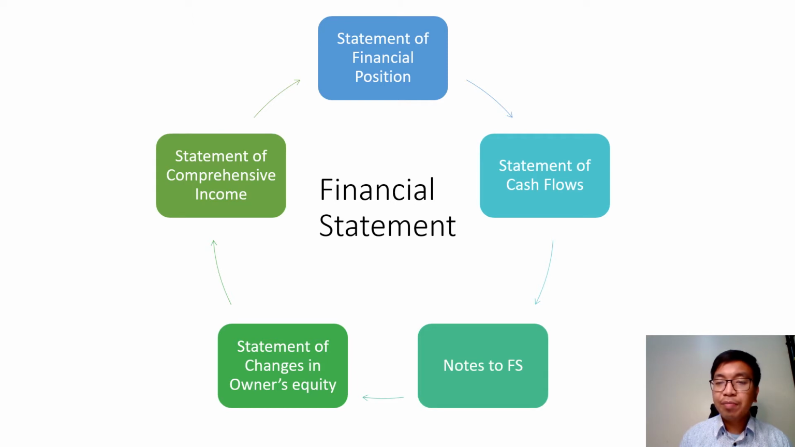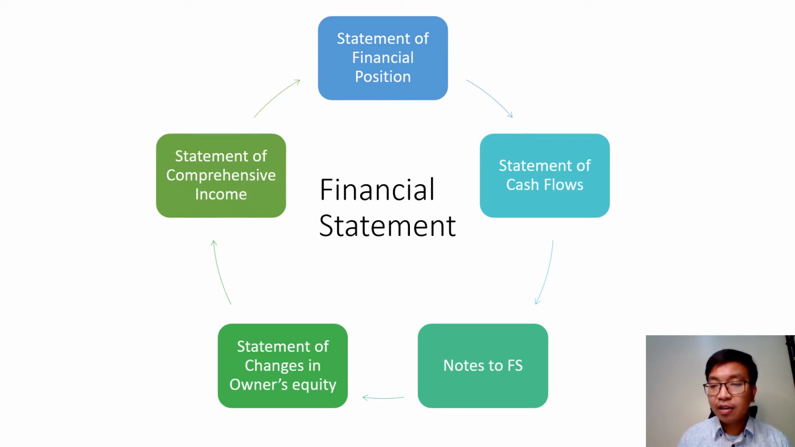The fourth one would be the statement of cash flows. The statement of cash flows will show the cash inflows and cash outflows of the entity. And finally, the notes to financial statements will show the different disclosures not presented in the other 4 basic financial statements.